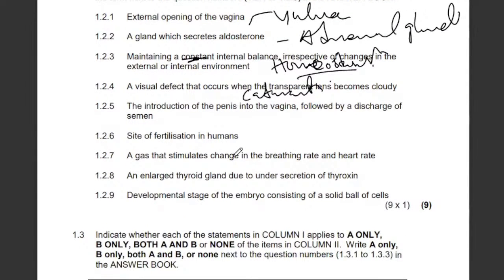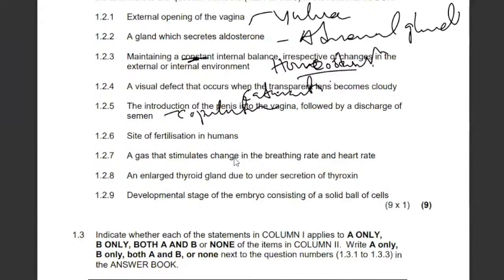They're saying that introduction of the penis into the vagina, followed by the discharge of semen, how do you call that? We call it copulation. Someone can say, what about sex? It's better to say it in science: copulation.